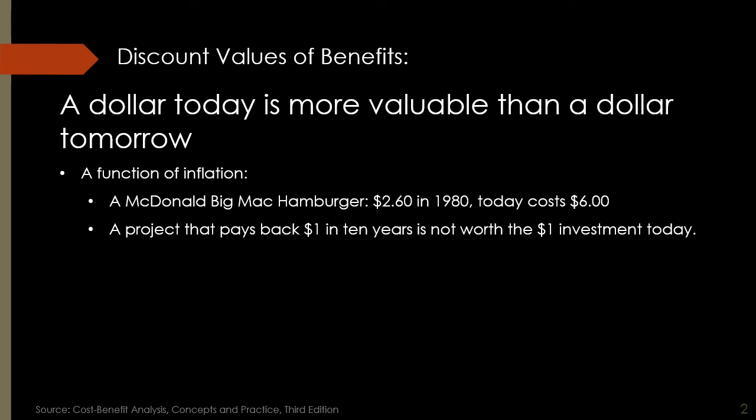All right, we won't get into this, but then there's the discounting of benefits. This is really that $1 today is more valuable than $1 tomorrow. Think of this in terms of inflation, where a McDonald's hamburger in 1980 was $2.60. Today it costs $6 or more. So that's just a case of where if you invest $1 today, you probably get more money back. And this comes into the situation of, do we do the project today or do we hold off the project till later? So that's called net present value.